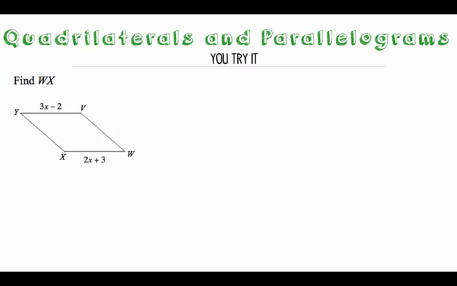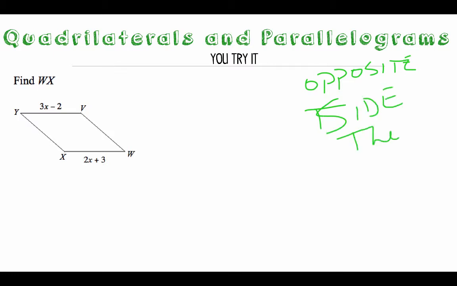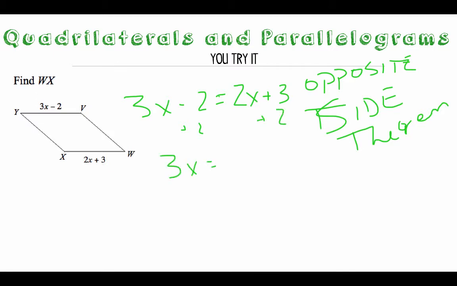Awesome. Hopefully you had time to make sure that you got this and practice it. But again, we're going to use that opposite sides theorem. All right, and we know that 3x minus 2 is going to equal 2x plus 3. So next step is add 2 to both sides because we're trying to get x by itself. 3x equals 2x plus 5. Subtract 2x from both sides, cancels out. Left with x equals 5.